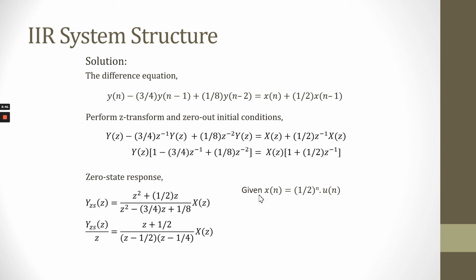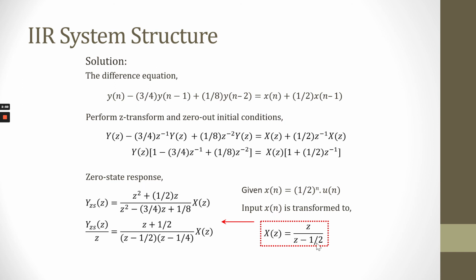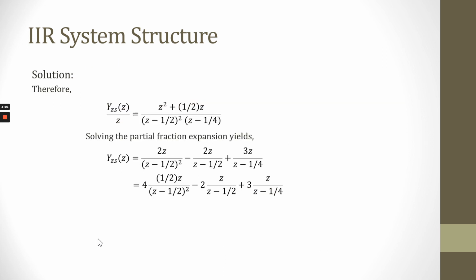Please remember that in the equation, given the value of x[n] equal to this one, after we transform into the z domain, X(z) is equal to this one. So we multiply in this equation, and after that we take one of the z from the numerator to the left side, divided by Y(z).